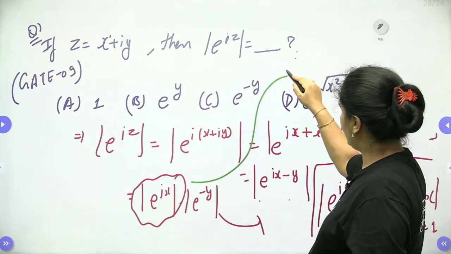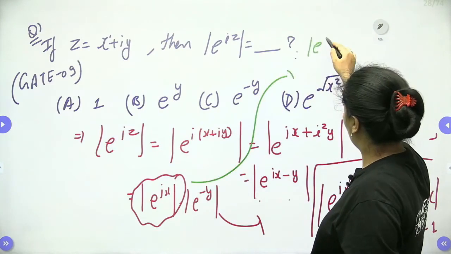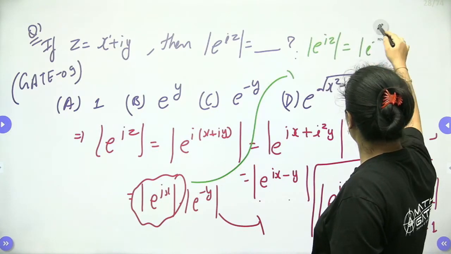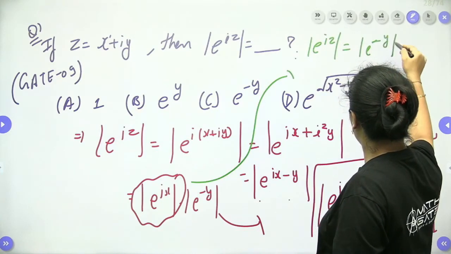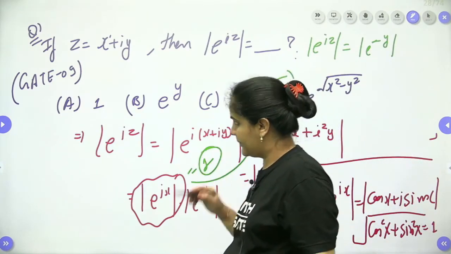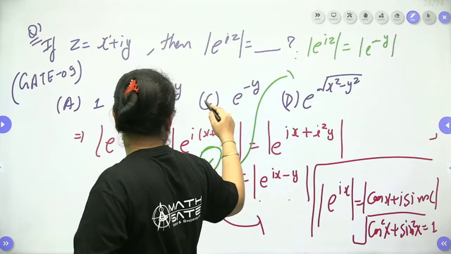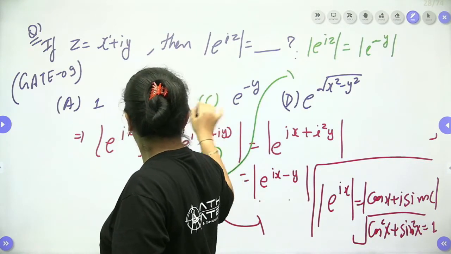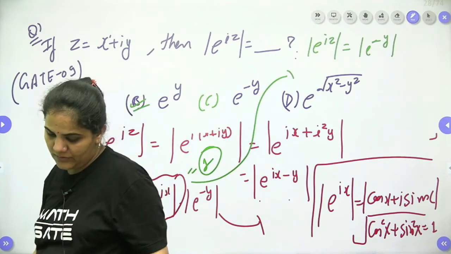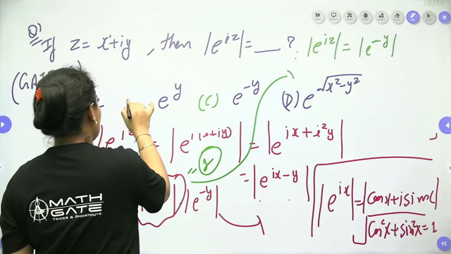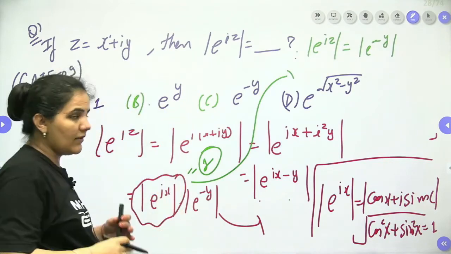So the result will be: here mod of e to the power iota z is equal to e to the power minus y only, because this quantity is equal to 1, right? So that's why it is a good question. You can write down here only the positive part, option number... it's not, we are having e to the power minus y.